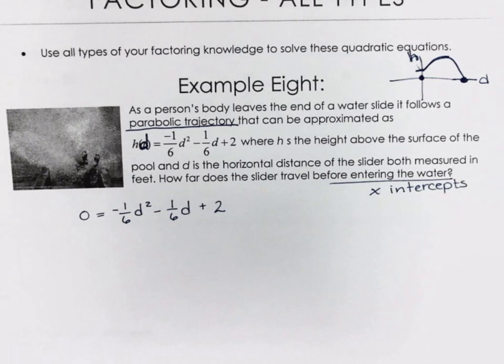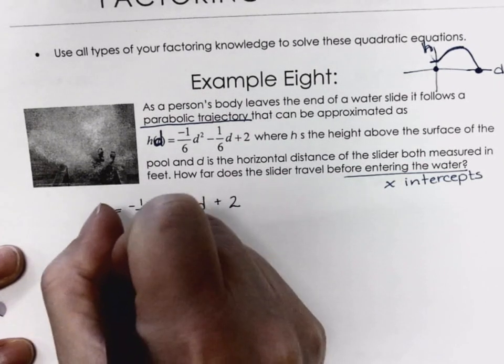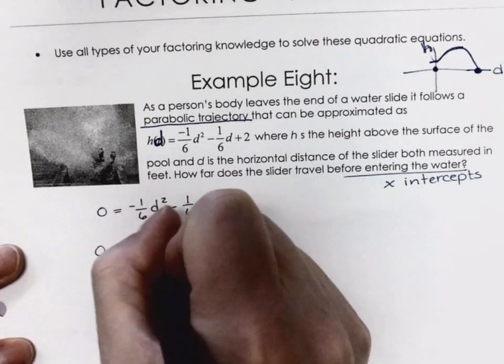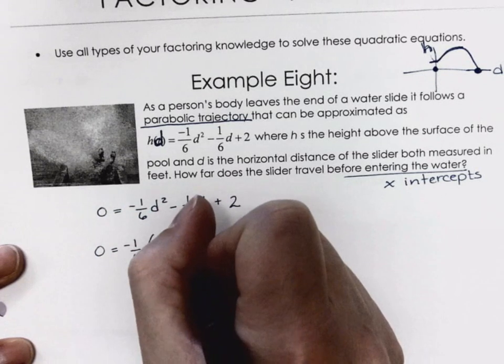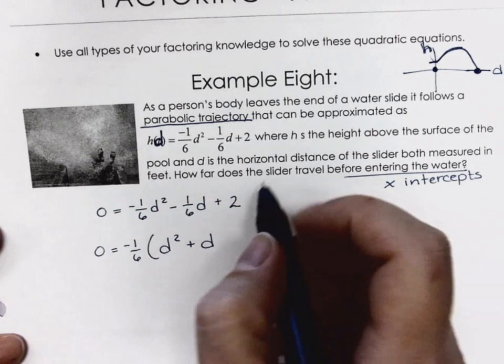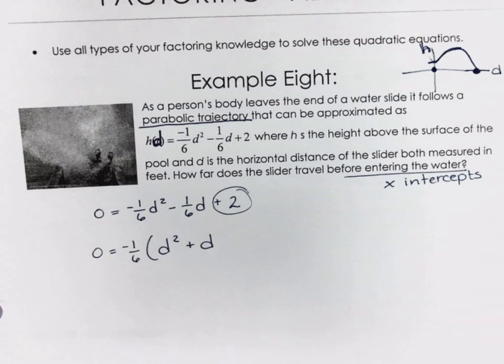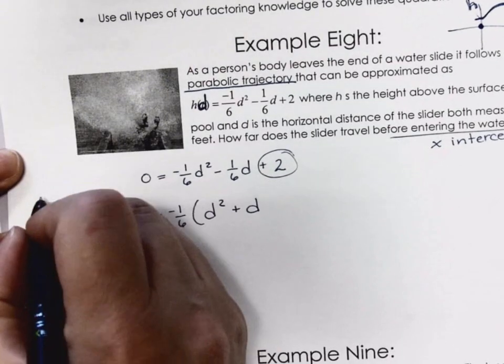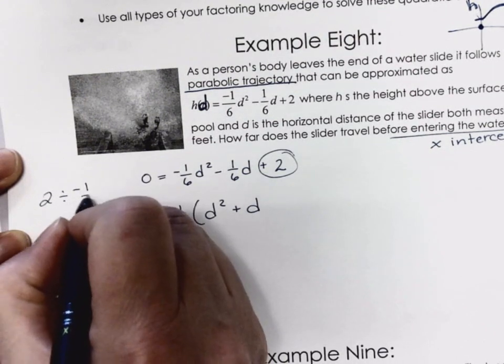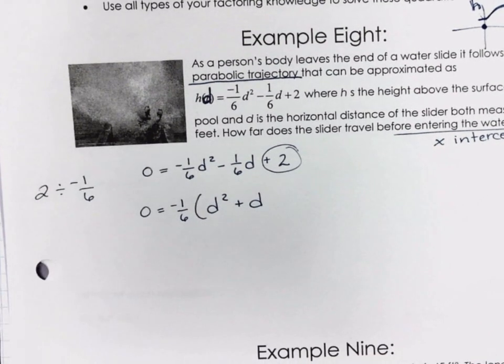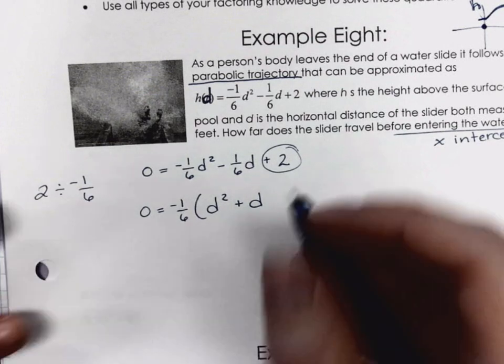And this looks really daunting because you're like, I can't factor this. This is terrible. But before I factor it, I'm going to common factor out a negative 1/6. So if I common factor out a negative 1/6, I'm left with d squared plus d. And really the act of common factoring is you're dividing by that number. So if I take 2 and I divide it by a negative 1/6, what do I get? Negative 12.